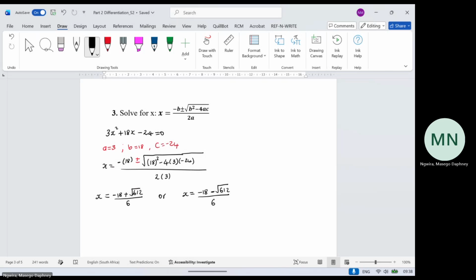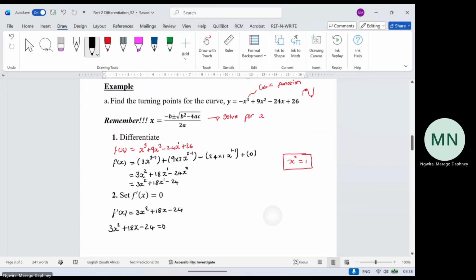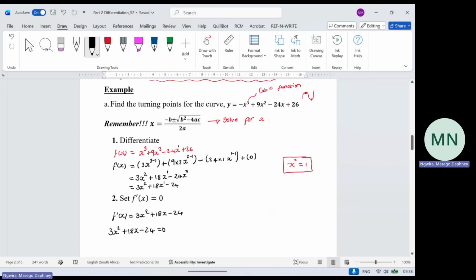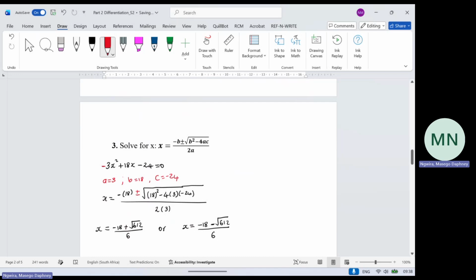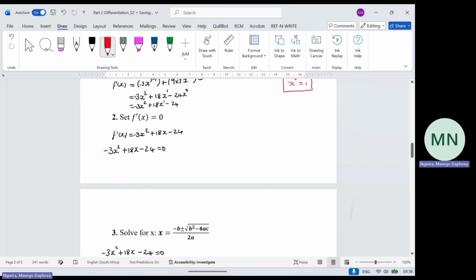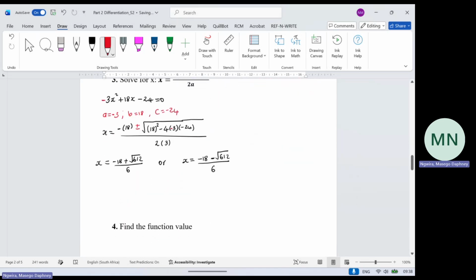Let's see, 4AC, A is 3. Is it negative? Oh yes, I made a mistake here, sorry. This is negative, negative, negative. I can see that my answer is not right. Sorry about that. This is negative 3. I apologize about that. Yes, it's negative.